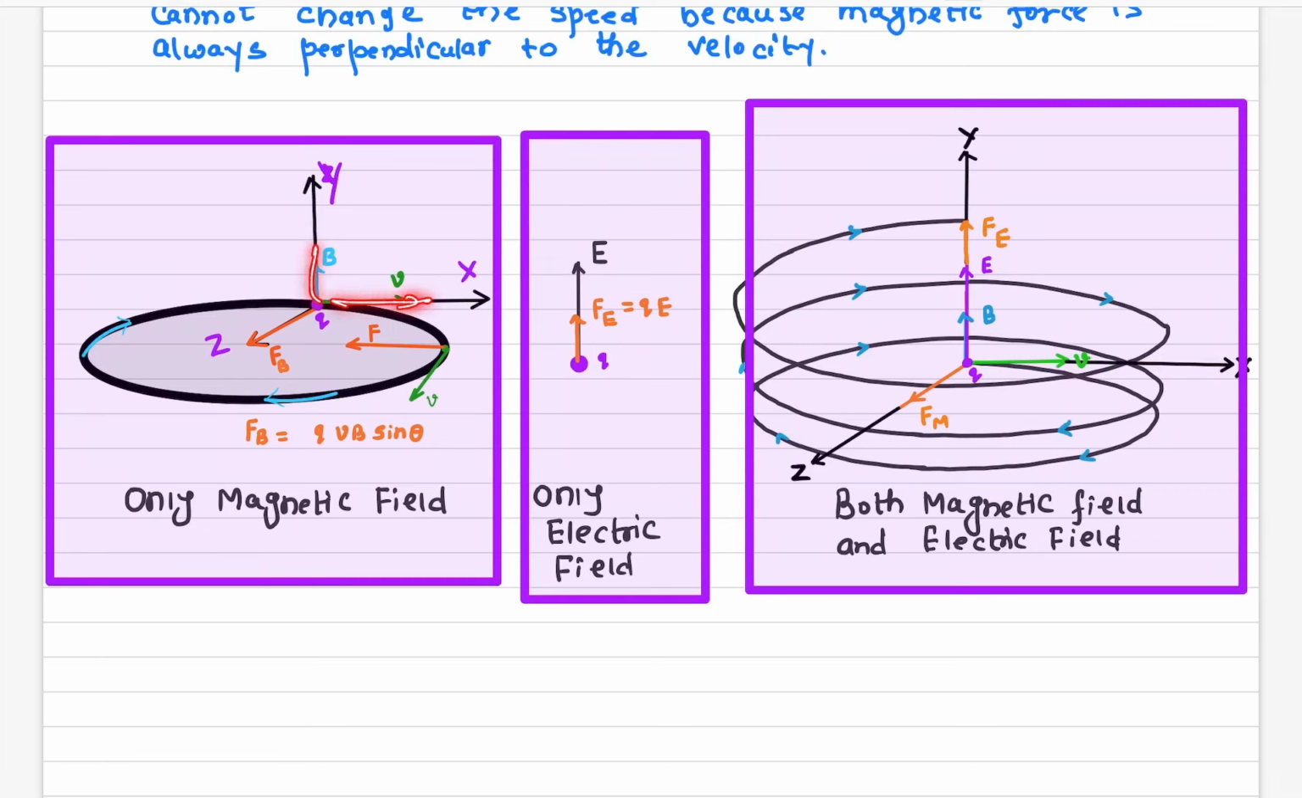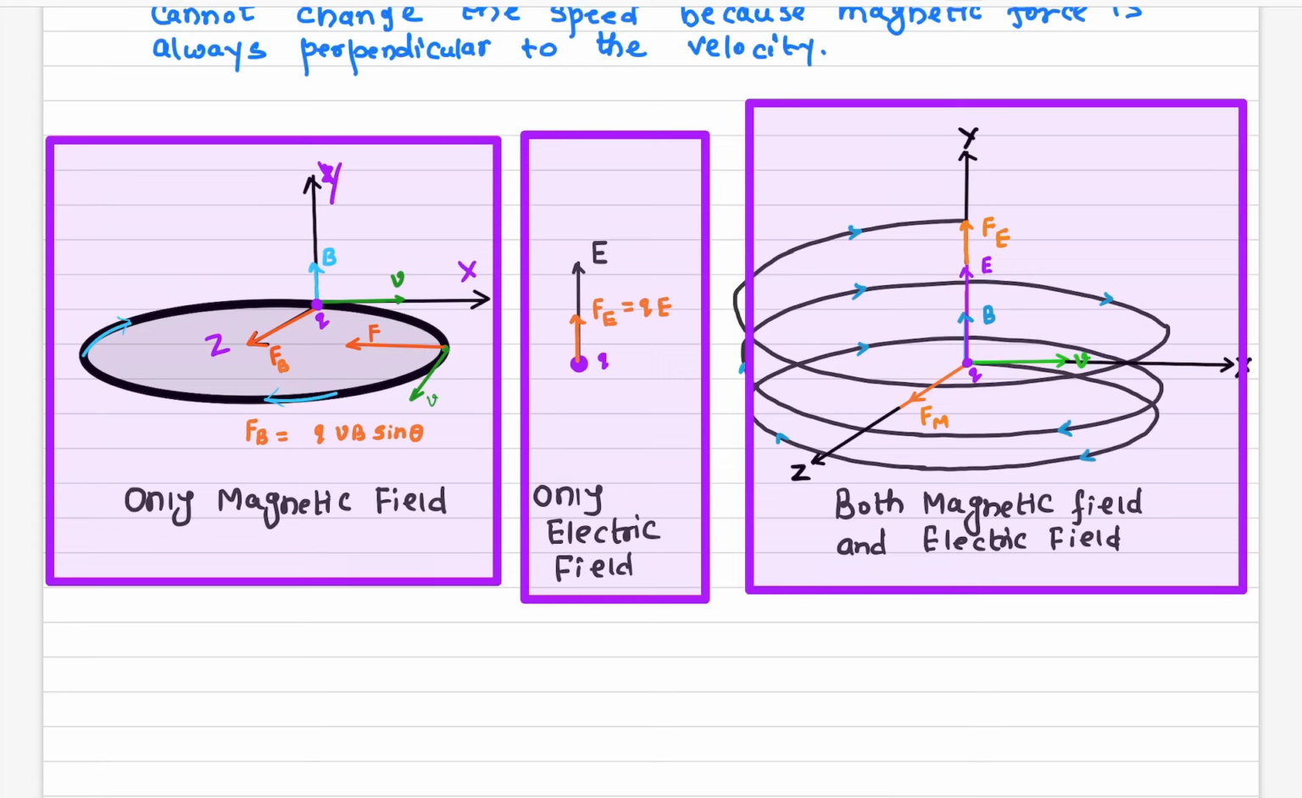This is x, this is y. Under this magnetic field, the magnetic force will be perpendicular to both the velocity and the magnetic field direction, and which is along the z direction. Okay, it is perpendicular to both the velocity and the magnetic field. And the magnitude of the force is given by this equation, q v B sine theta.